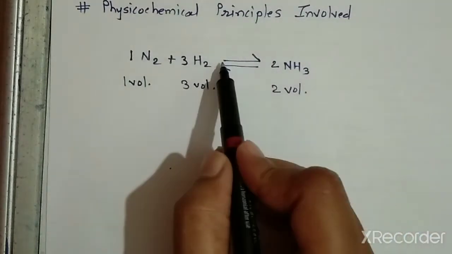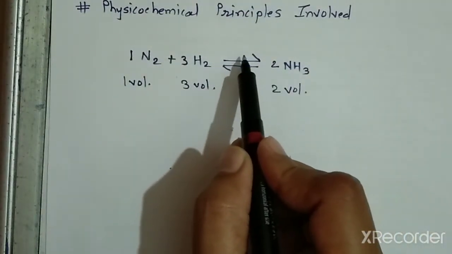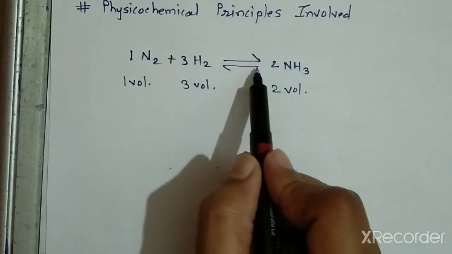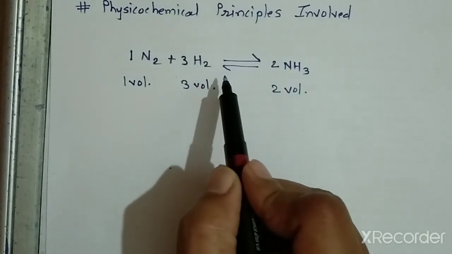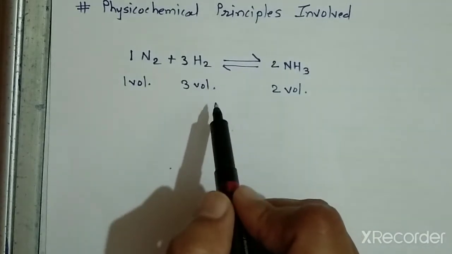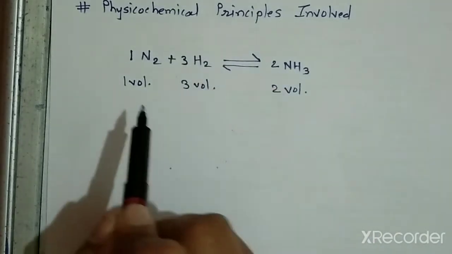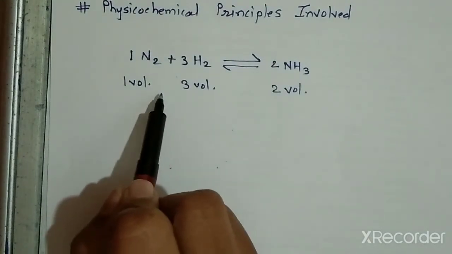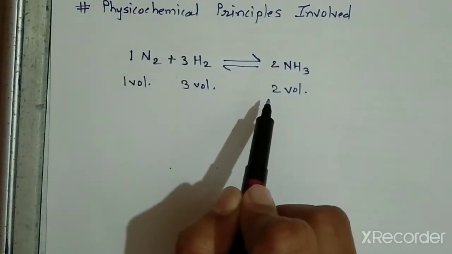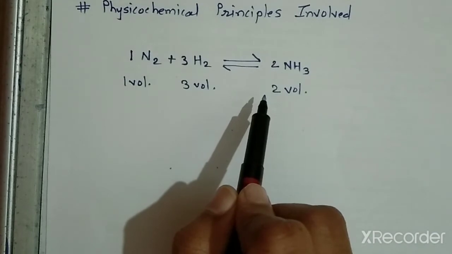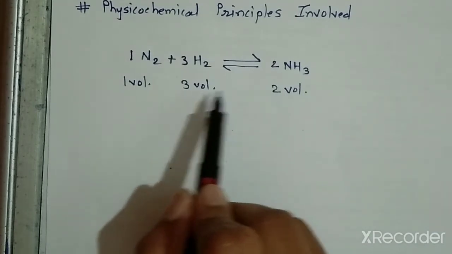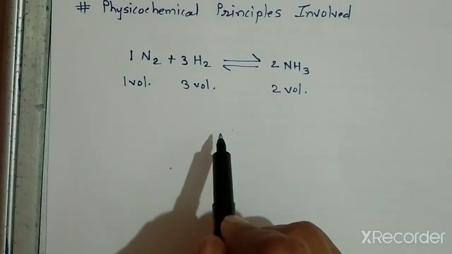The forward reaction is exothermic, and the backward reaction is endothermic. During the formation of ammonia, these 1 plus 3, that is 4 volumes, and these 2, means there is a decrease in volume, that is 4 volumes get converted into 2 volumes.